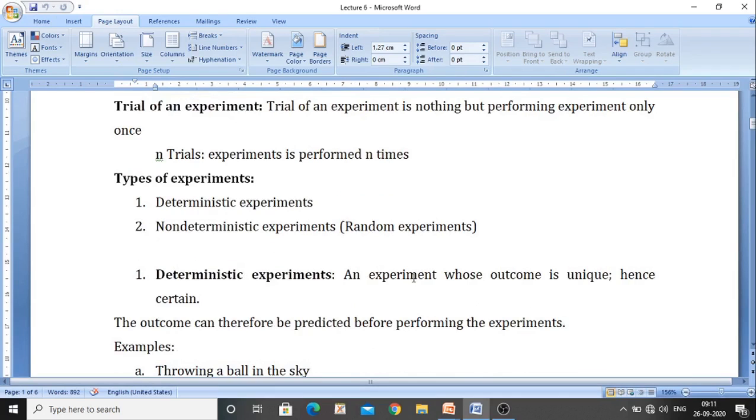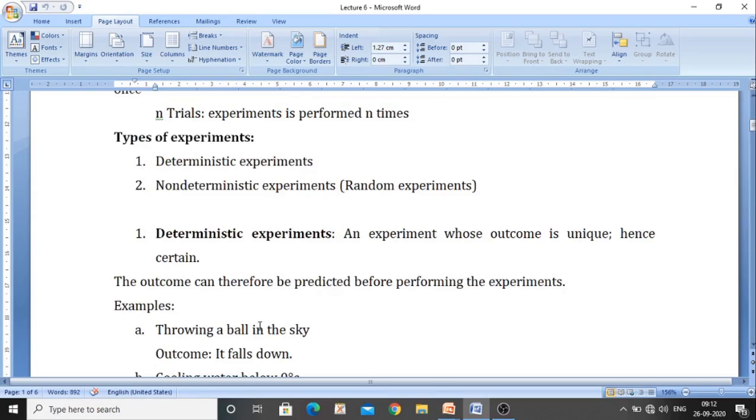Deterministic experiment: an experiment whose outcome is unique and hence certain. The outcome can therefore be predicted before performing the experiment. That is called a deterministic experiment. The word itself suggests that deterministic means constant, fixed. You should be deterministic, that word we are always using. Deterministic means you should be firm. Like that, your outcome is firm, means fixed. So an experiment whose outcome is unique, that means a single outcome, and hence certain, that is fixed.